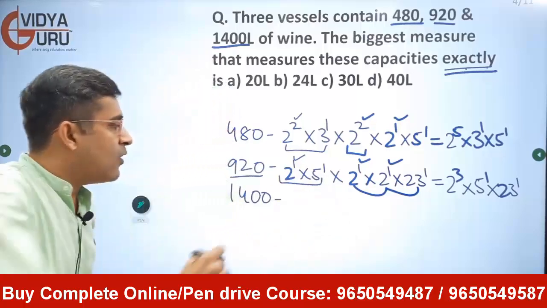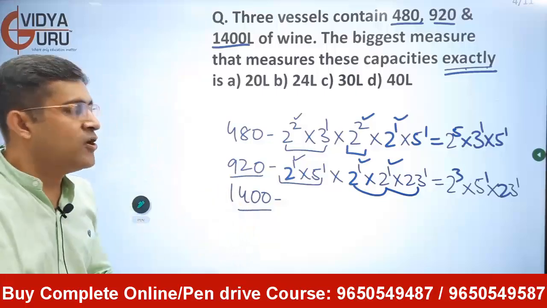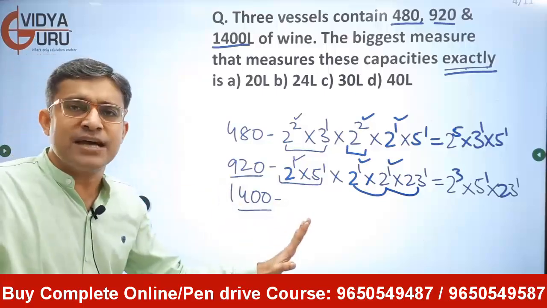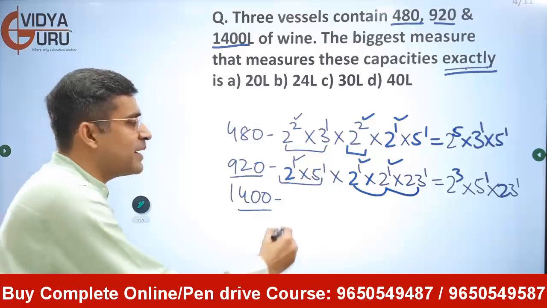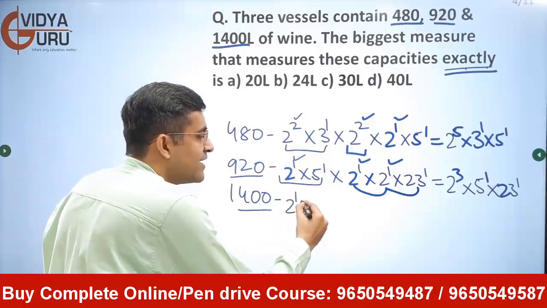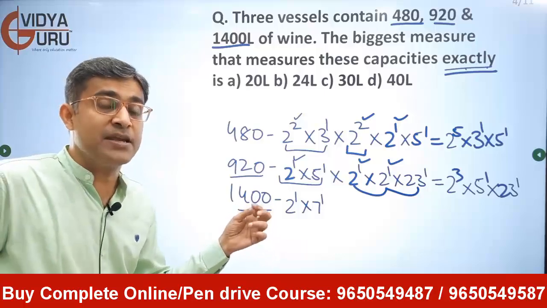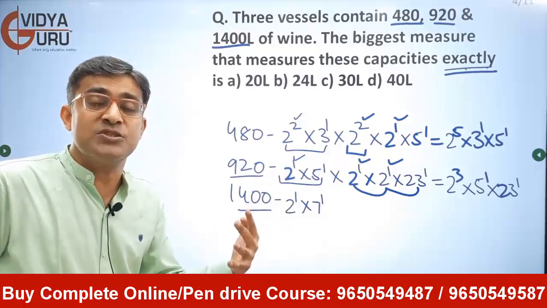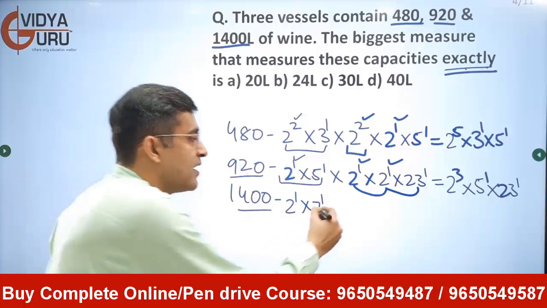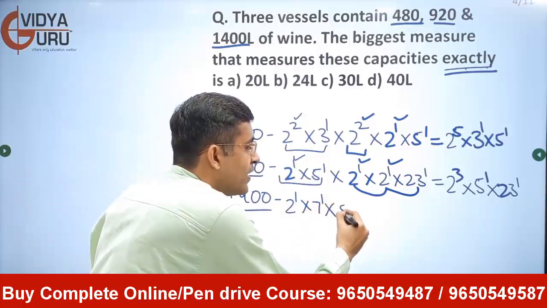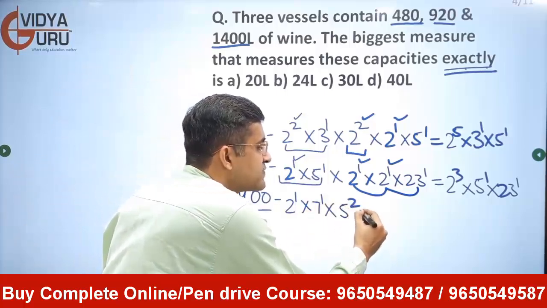Sure. Now let's do the same thing for 1400. 2 sevens are 14. That is the first thing that comes to my mind. So 2 sevens are 14. 14 into 100. Now this time it is 14 into 100. 100 is what? 25 fours are 100. So 25, that means 5 squared.